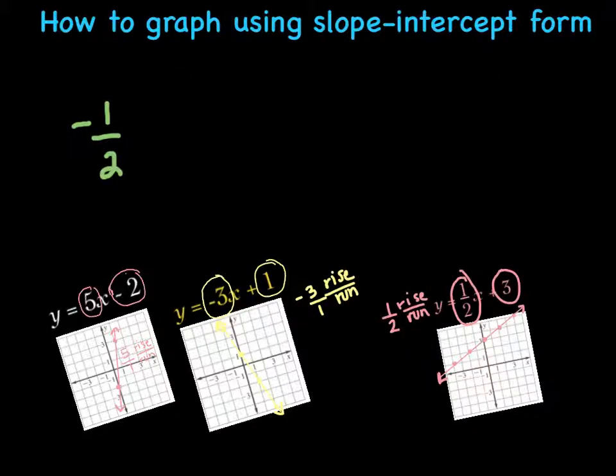One other factor to consider when graphing these 3 examples right here is that all of them were already in slope-intercept form because they all had y isolated. And if you're being asked to graph using slope-intercept form and y is not isolated, that would actually be your first objective.